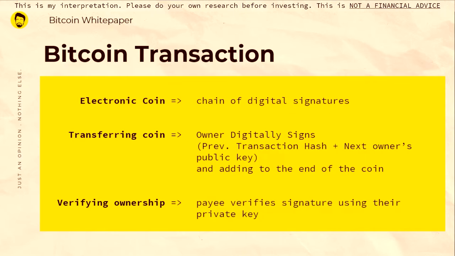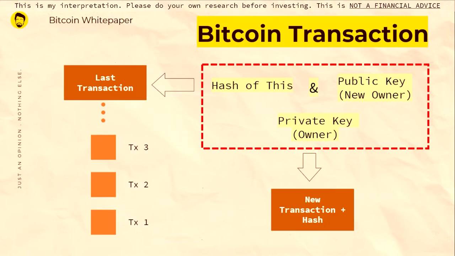So there are two types of keys. One is the public key, the other is the private key. The private key, as the name suggests, is secure and needs to be kept secret, while the public key acts as an address to the account. Okay, so the current owner signs using the previous transaction hash and the next owner's public key and adds it to the end of the coin. Now anytime someone wants to verify it, the payee verifies the signature using the public key. Okay, so think of it like that.